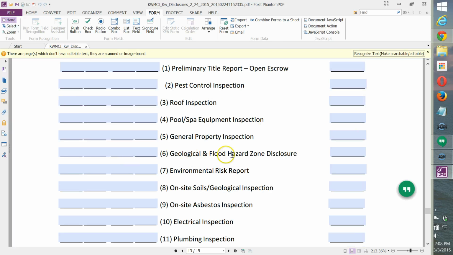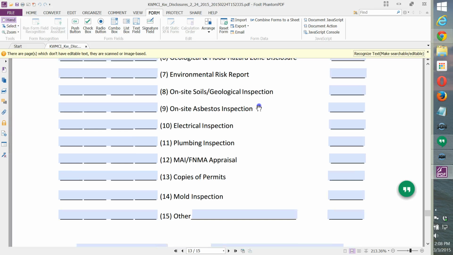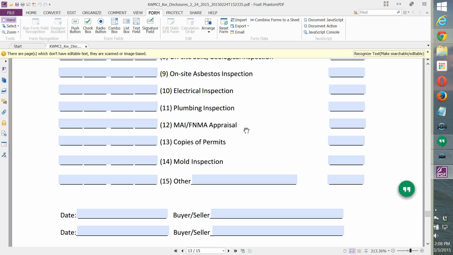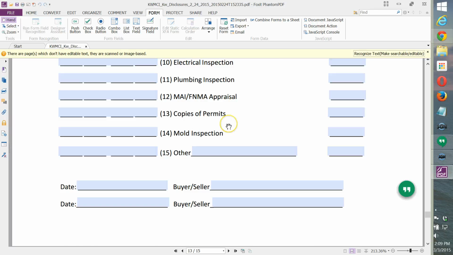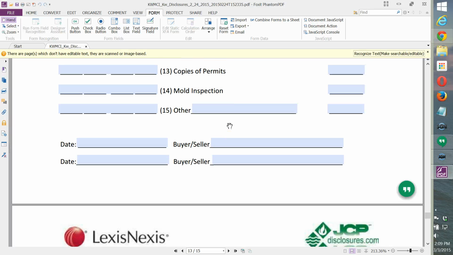Now, notice geological flood hazard zone disclosure and environmental risk report, the risk is an add-on. Right, so the 6 is referring to the property ID. Asbestos, electrical, and the initials, do you know what that stands for? I think they mean made as instructed. Something like that? Past tense, it used to. So, copies of permit, mold inspection, everything, right? And if you use the other form, we don't really care.